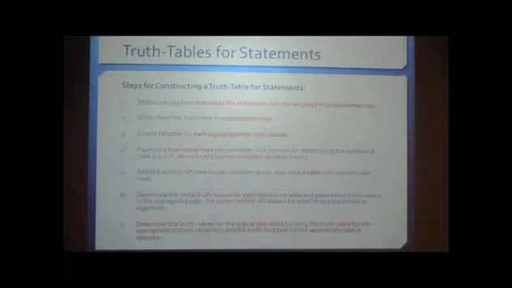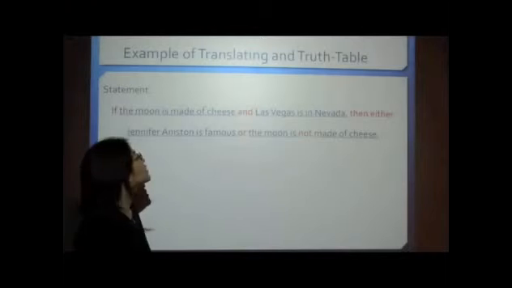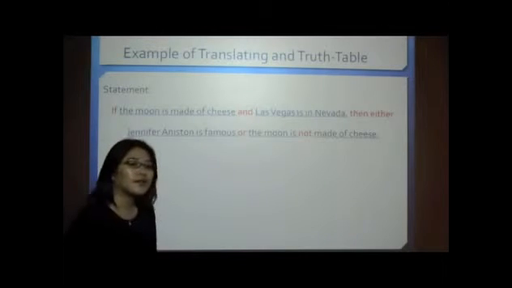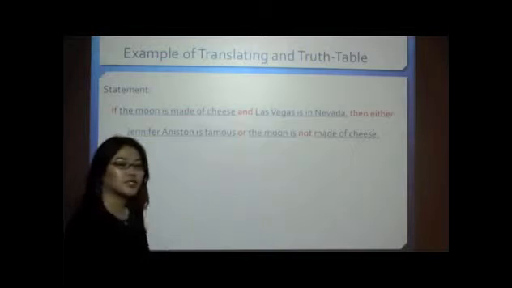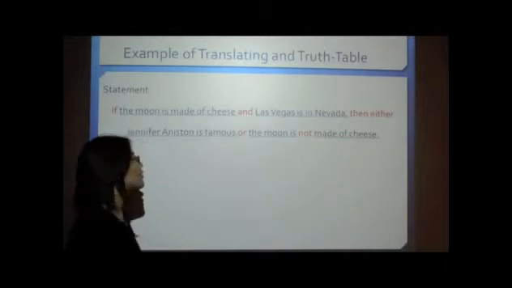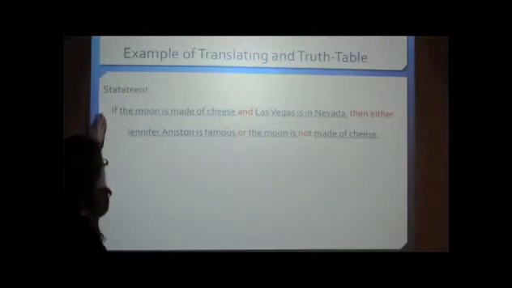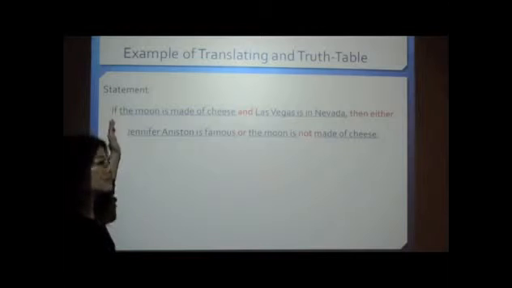Okay, so I'm going to illustrate these steps a little bit more with examples, okay? So here we have a statement in ordinary language, and we're going to go through the process of going from this statement to a truth table for this statement, okay? So the statement is, if the moon is made of cheese and Las Vegas is in Nevada, then either Jennifer Aniston is famous or the moon is not made of cheese.